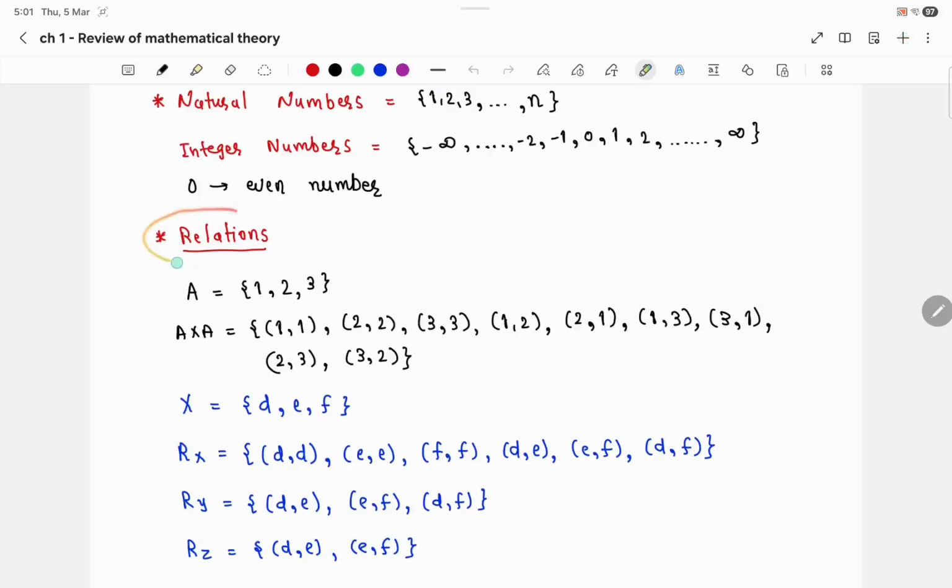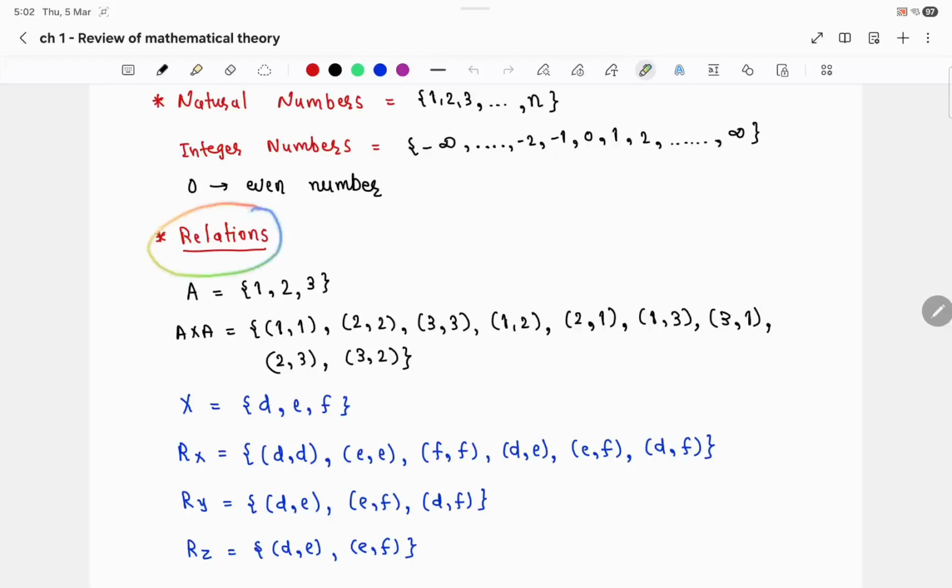Now we will see about relations. But before we understand what a relation is, we have to understand two concepts, natural numbers and integer numbers. What are natural numbers? Natural numbers start from 1 and go up to infinity or n. What are integer numbers? Integer numbers start from minus infinity and go up to plus infinity. It means it contains 0 and negative numbers also. Now the question is, is 0 either even or odd? And the answer is 0 is an even number.